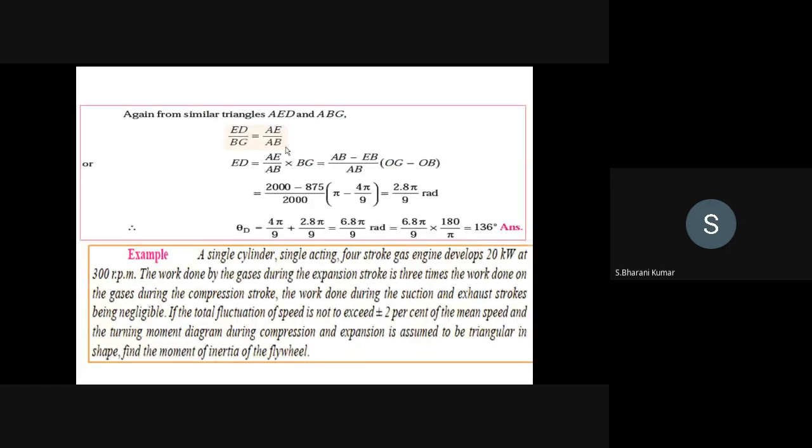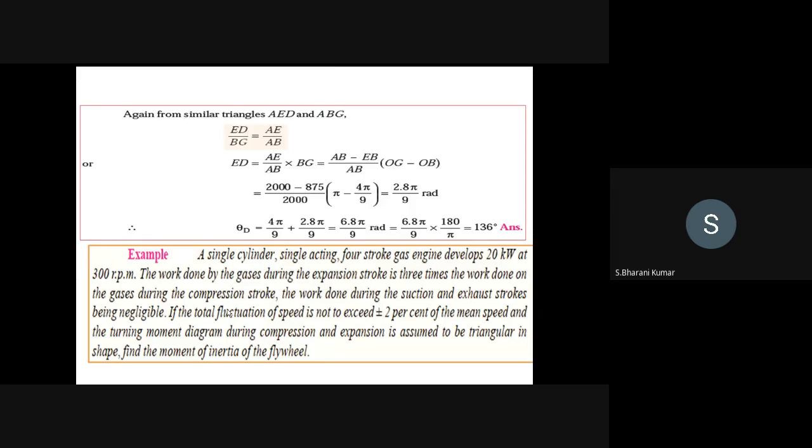A single cylinder, single acting, four stroke gas engine develops 20 kilowatt at 300 rpm. The work done by the gases during the expansion stroke is three times the work done on the gases during the compression stroke. The work done during the suction and exhaust strokes is negligible. If the total fluctuation of speed is not to exceed plus or minus 2% of the mean speed, and the turning moment diagram during compression is assumed to be triangular in shape, find the moment of inertia of the flywheel. They have asked for the moment of inertia of the flywheel. Further, the given data will be done.